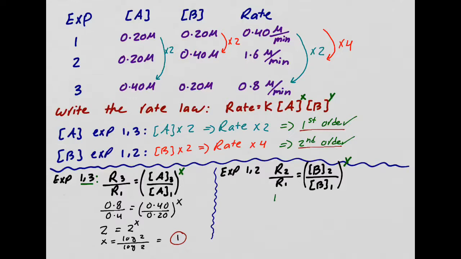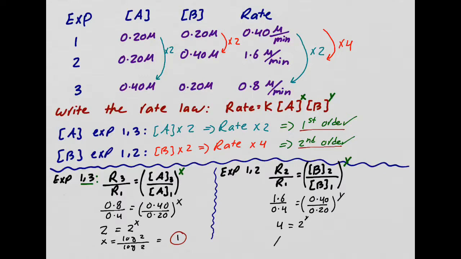So we do, hold on 1 second, I need to be consistent. So 1.6 over 0.4 equals 0.4 over 0.2. Let me put this up. And I'm trying to find out what is y, which is my order. So now 1.6 divided by 0.4 is 4, equals 0.4 divided by 0.2, which is, you don't need a calculator, you got this, 2 to the power of y.